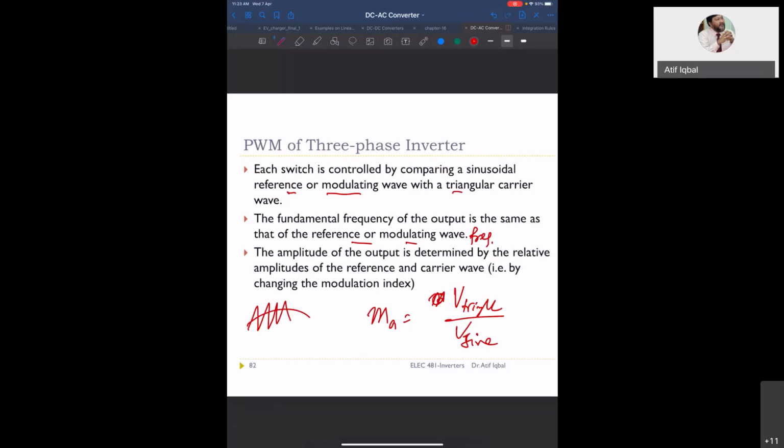Okay. Now, you have 3 legs. To generate the switching pulses for the first leg, sine wave A and triangle are required. To obtain the switching signal for phase B, we need phase B sine wave and the triangle. And for phase C, we need a 120 degree phase shifted sine wave compared with the triangle.